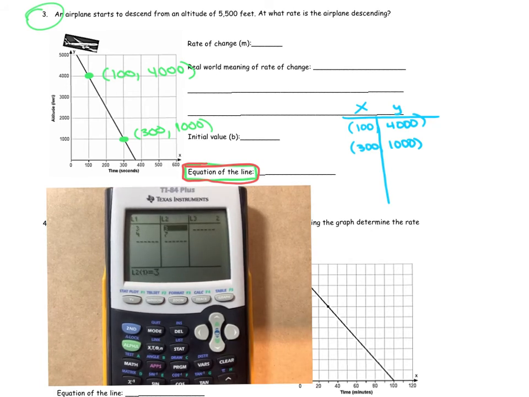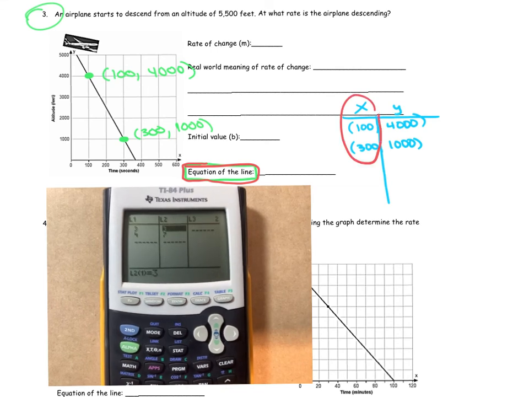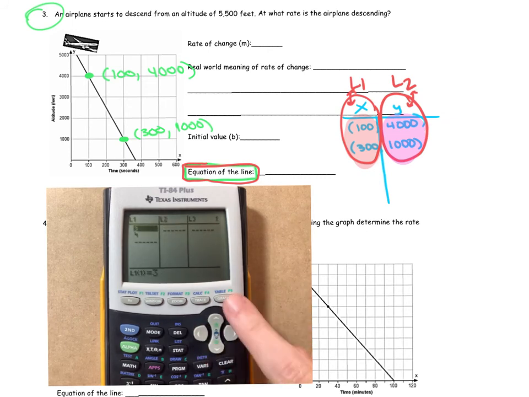Okay, now remember, the first column is L1, the second column is L2. L2 is the same thing as Y, and L1 is the same thing as X. So these will be my X values, and these will be my Y values that we input. Now to clear out what's in here, I'm just going to scroll up to the top, clear, enter. Move over to the side, scroll up to the top, clear, enter. Okay, now I just cleared everything out of L1 and L2.